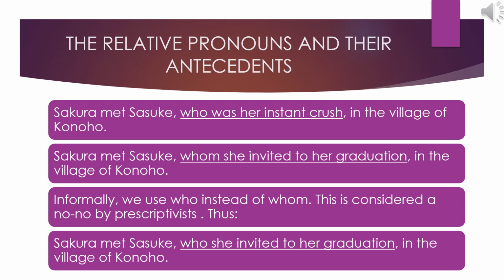Now, informally, we can use who instead of whom. However, prescriptivists of English grammar tell us that this is a mistake and we shouldn't do this. But again, informally we do it. So we can also say Sakura met Sasuke, who she invited to her graduation in the village of Konoha. And it is accepted by most of us. Most of us do it, but strictly speaking or academically speaking, especially when we write, this is a no-no, right? We shouldn't do that.